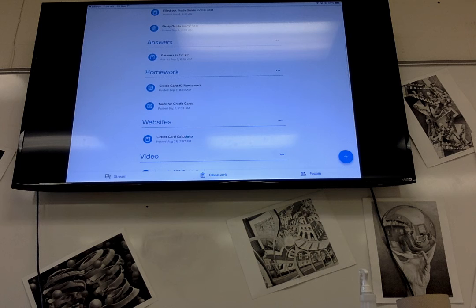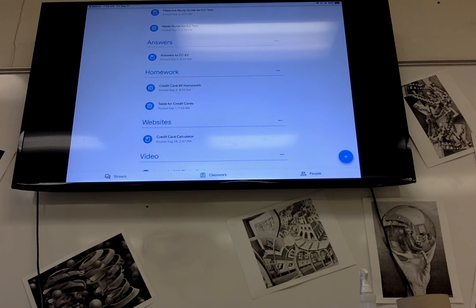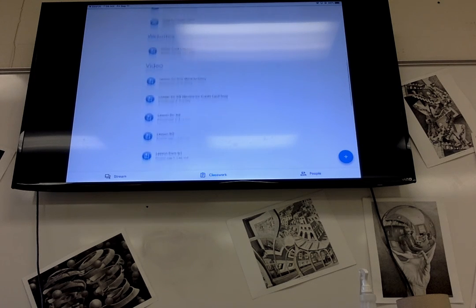There's more homework again. It'll tell you when it's due. If you click on it, it says copy the table. It tells you exactly what to do. You got to upload the picture. It also tells you when it was due. If you got a 0 on that because you didn't turn it in, for this coming week only, I'll allow you to resubmit it. Of course, website, and then videos.